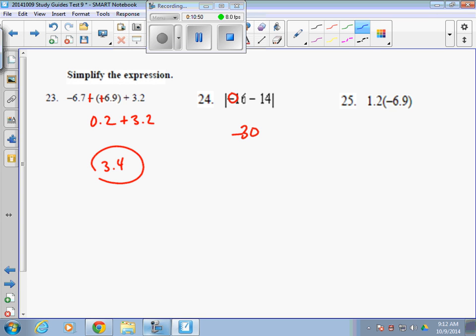But remember, it's the absolute value. So what it's talking about is how far away from 0 it is. It's a distance, which is never a negative number. So any negative value becomes positive in that case.